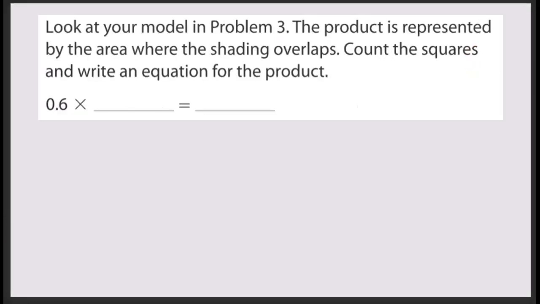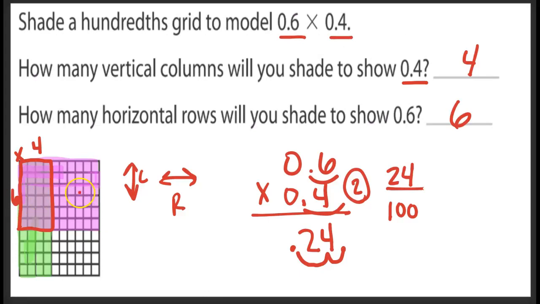All right? So this one says, look at the model in problem 3. The product is represented by the area where the shading overlaps, which is what I just showed you. Count the squares and write an equation for the product. Well, we kind of already did that. Here's our equation. 6/10 times 4/10 equals 24 hundredths.